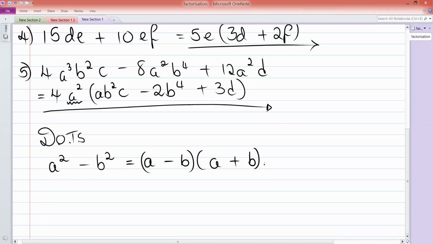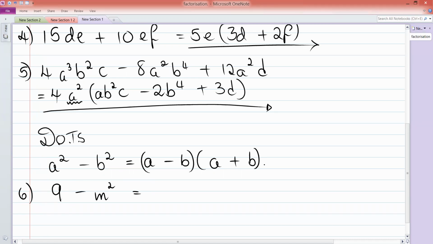Okay, so let's say this time we had the number 9 minus m squared. Okay, 9 is a perfect square. How would I factorize this one?